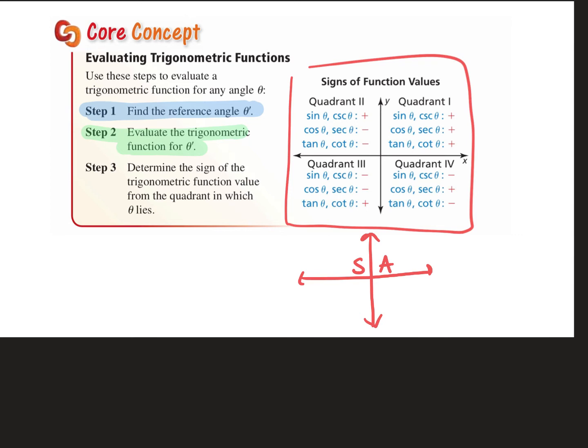Quadrant 3, tangent and cotangent are positive. And quadrant 4, cosine and its reciprocal, secant, are positive. One way you can remember it is: all students take calculus. Starting with quadrant 1, all of them are positive, then sine, tangent, cosine, and the reciprocals just go along with it. So this is a helpful shortcut.